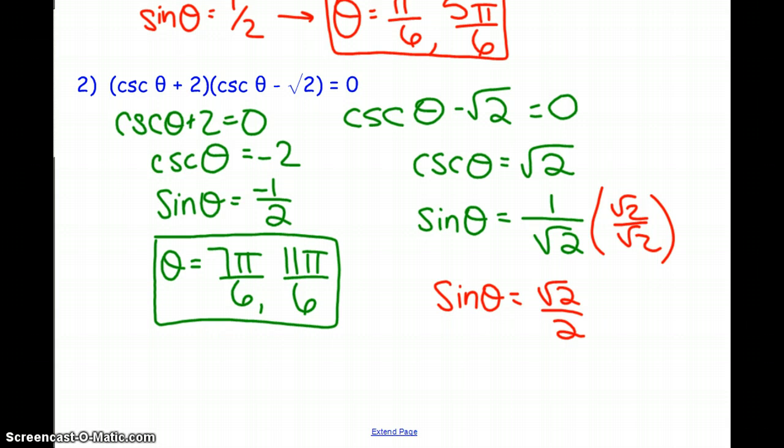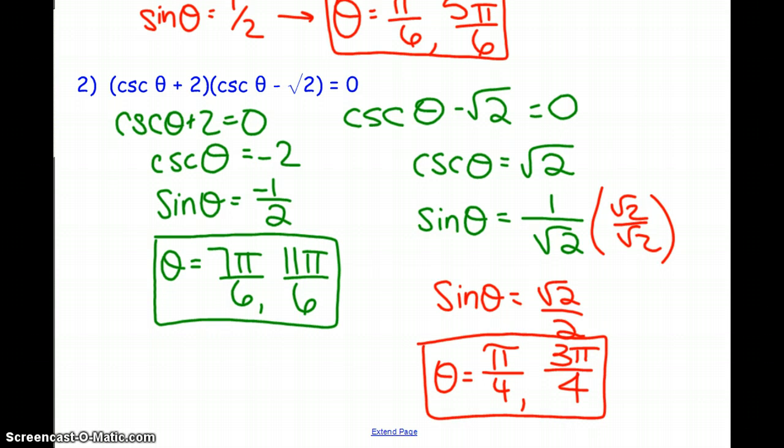Again, look at your unit circle. This time I'm positive. You're up in quadrants 1 or 2. Y value is root 2 over 2 at pi over 4 and 3 pi over 4. Once again, all of those answers need to be in radians based on what our directions had set.